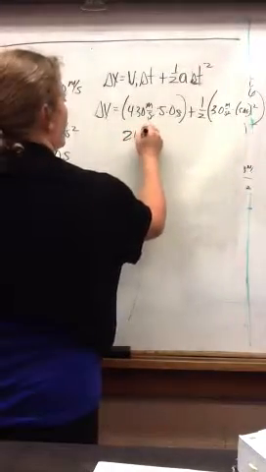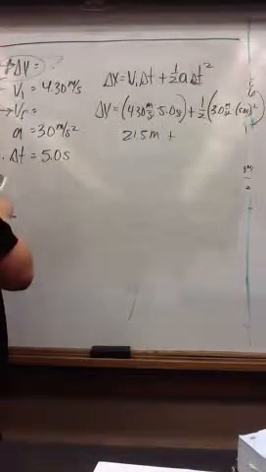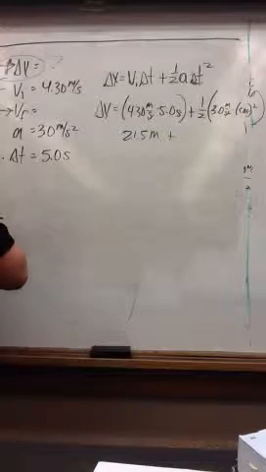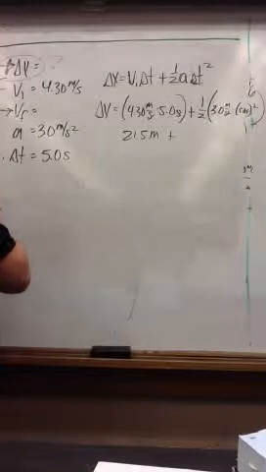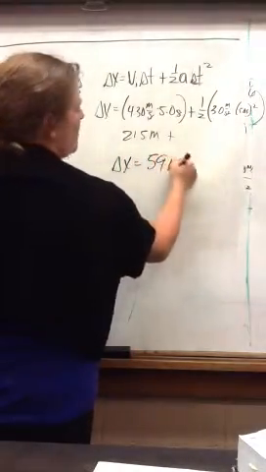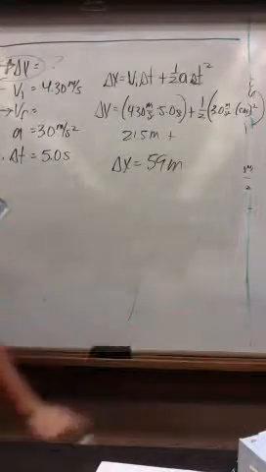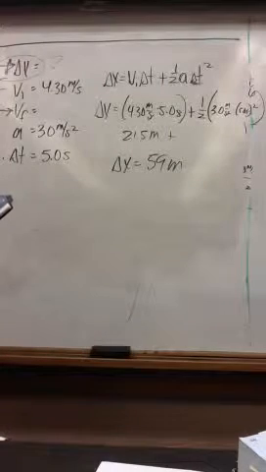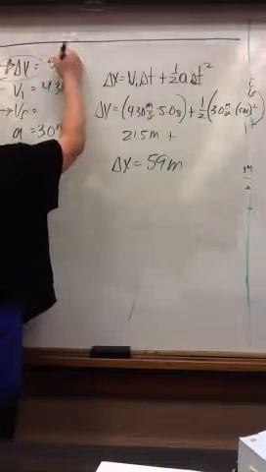So we get 21.5 meters plus 0.5 times 3. So delta x of 59 meters. Okay, how many sig figs can we have? We can have 2. So that's correct. So now we do have a delta x.